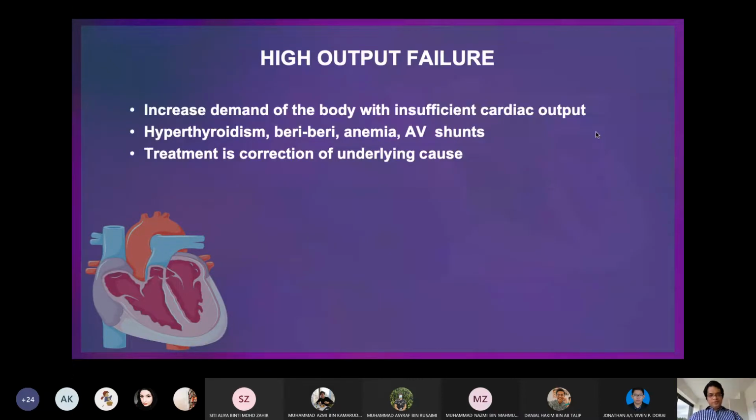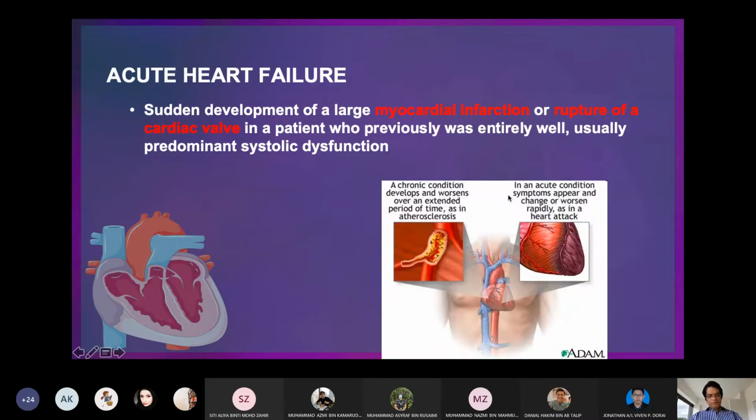High output failure means increased demand of the body, especially severe anemia. So everything is normal, but there is tissue hypoxia. So what happens? The heart constantly keeps on pumping. Hyperthyroidism, where the body increases the demand, and also atrioventricular shunt, are also producing high output failure.